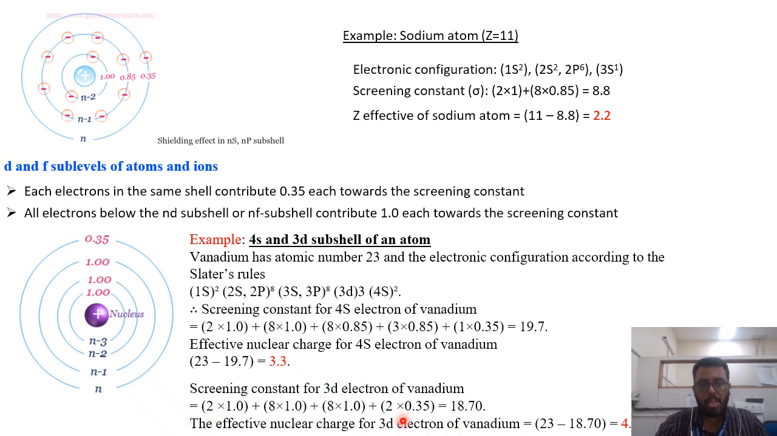Here you see 2 electrons into 0.35, and all the lower lying ones you can have the value 1, and you can substitute and it will be 18.7. You can subtract this and you will get the final value. Easily you can do the maths and get the value. This is how the screening constant is calculated.